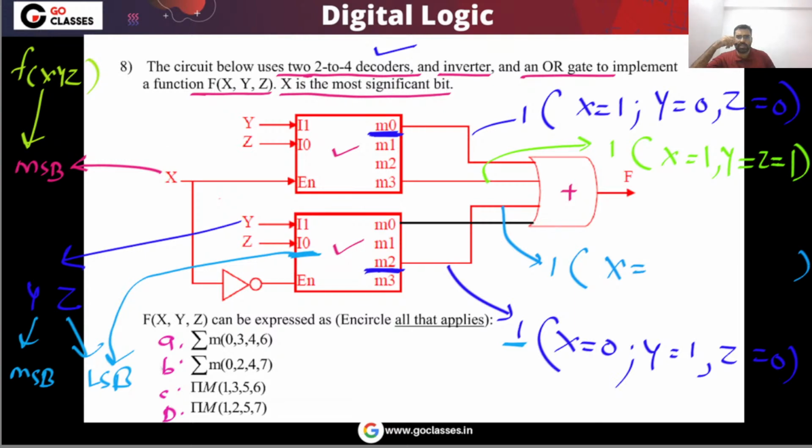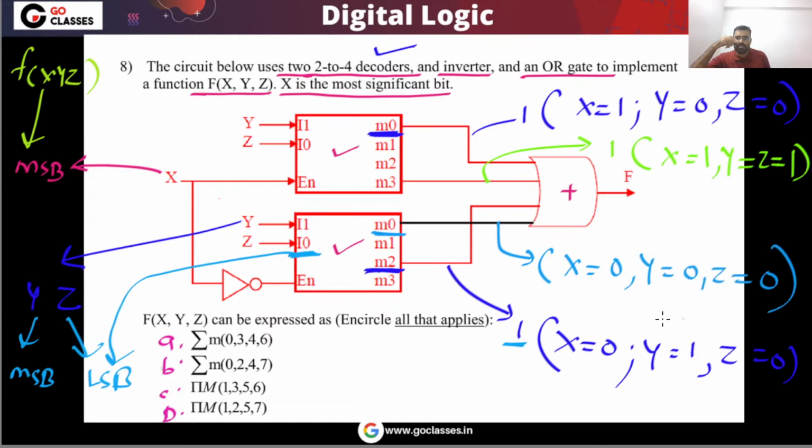This line we have already seen. Now let's see this line. Remember this line, please understand. This line will be active when this decoder is active. This decoder will be active when x equal to 0. When x equal to 0, y equal to 0, z equal to 0, in this situation, this line will be 1.